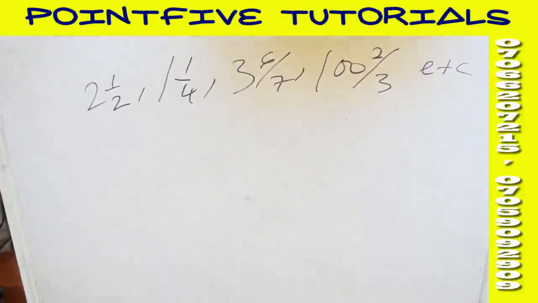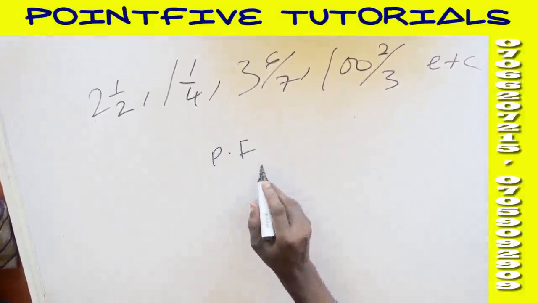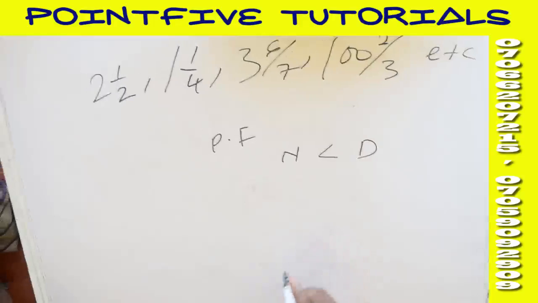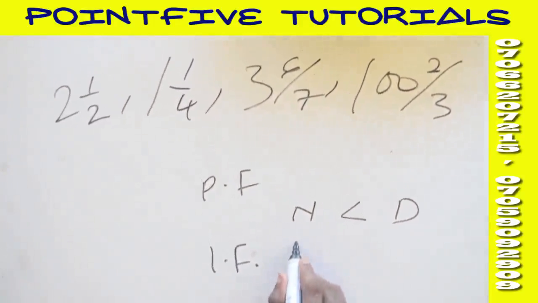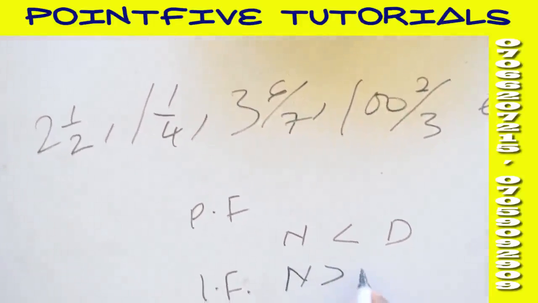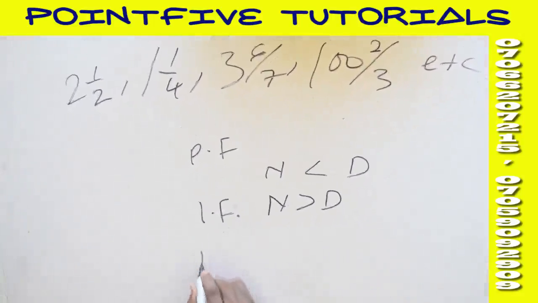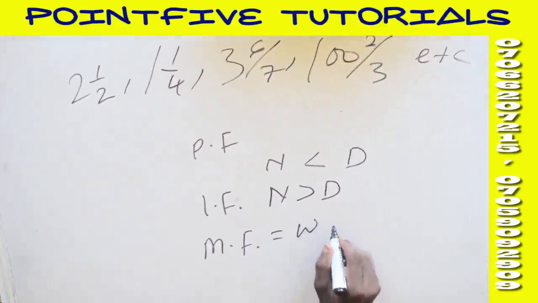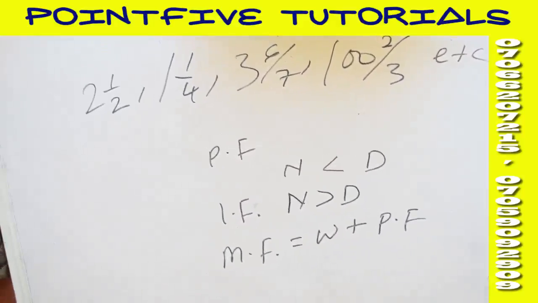So you have to recall one thing: whenever you say proper fraction, just know that the numerator must be less than the denominator. Whenever you say improper fraction, which I will call IF, you have to know that the numerator is more than the denominator, making it improper. Now for mixed fraction, which I will call MF, you have to know that it has addition of whole number with a proper fraction. So when you know this, you are good to go.